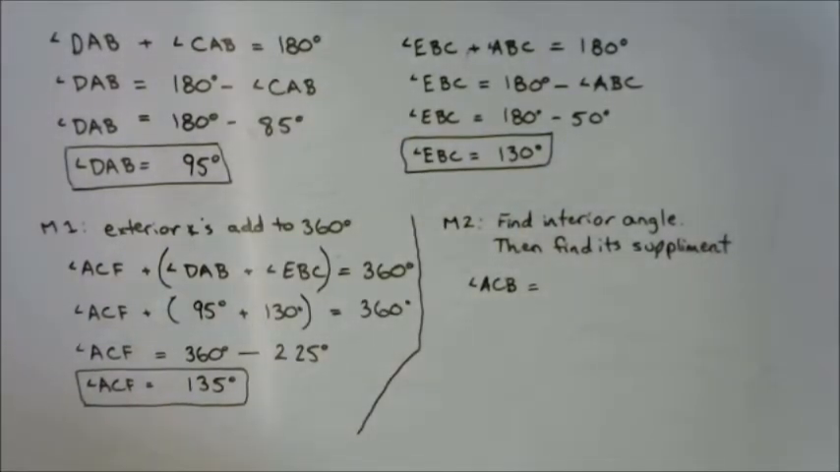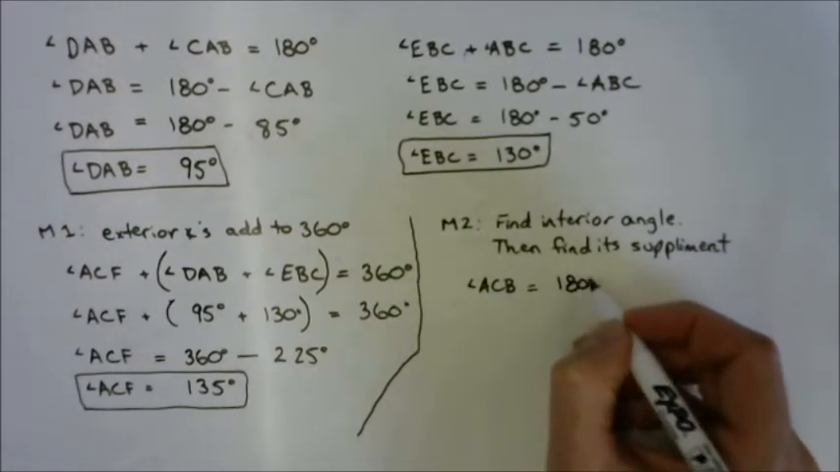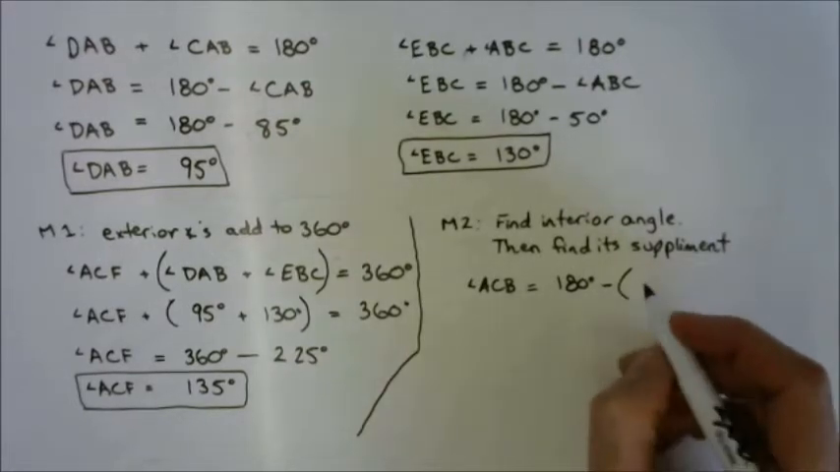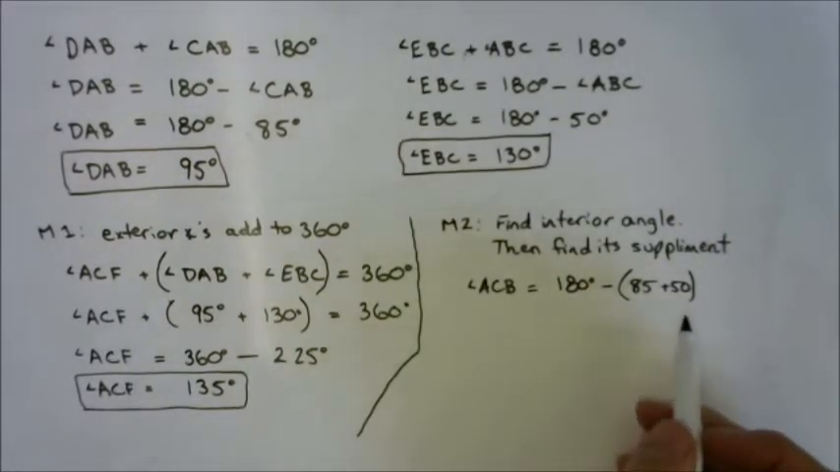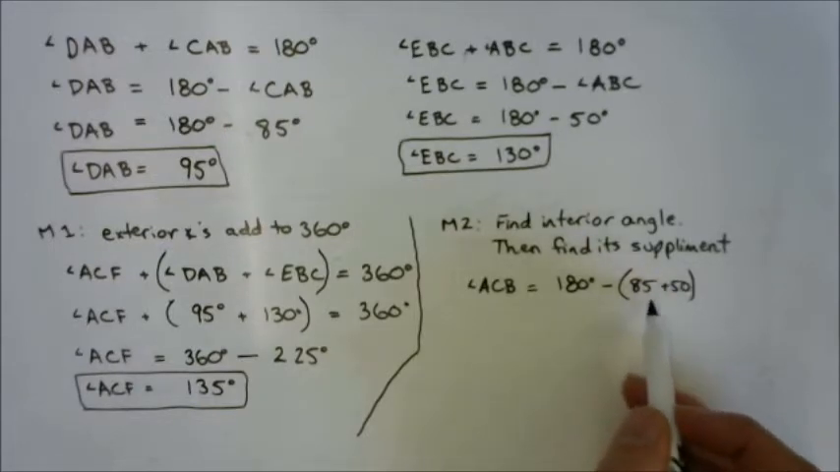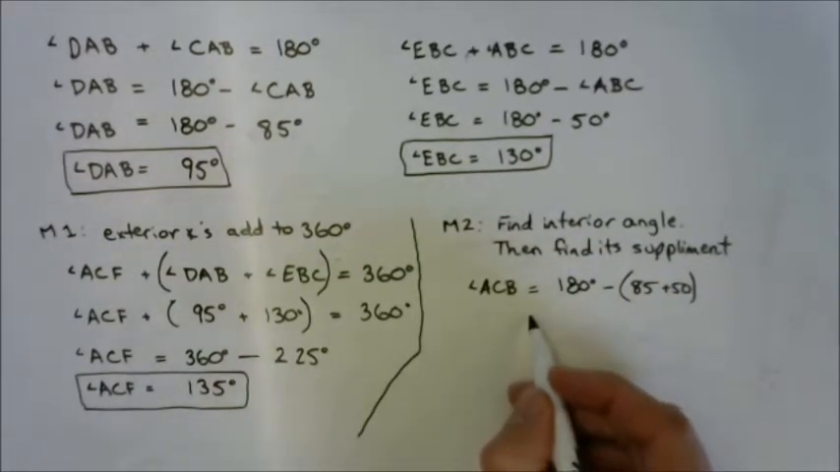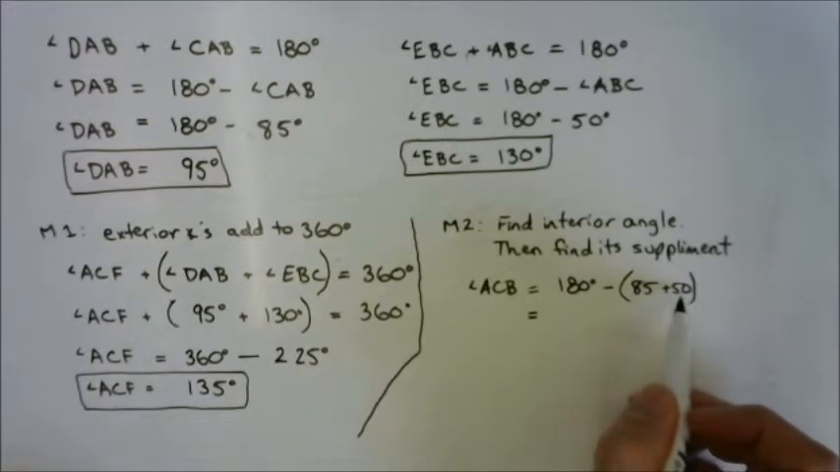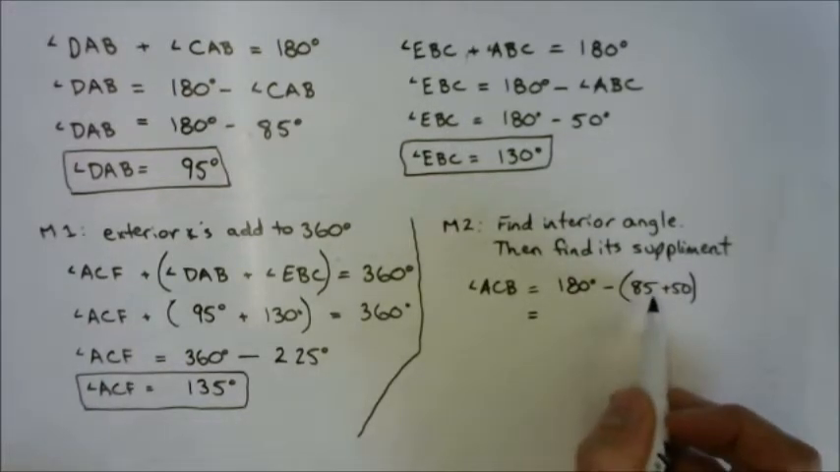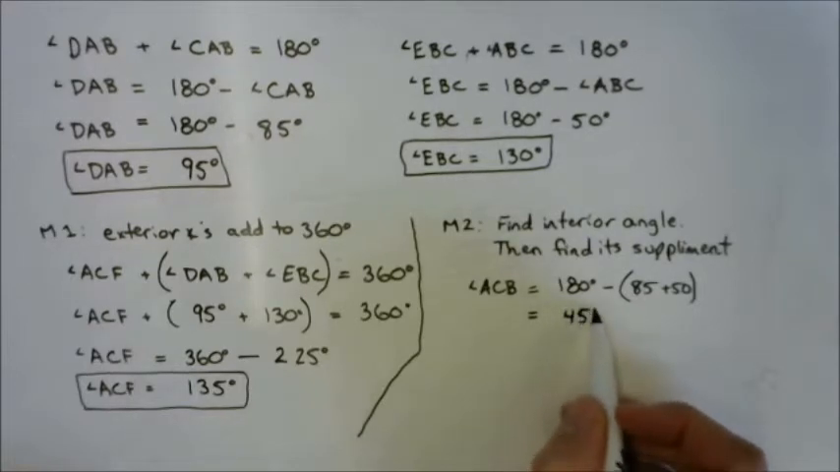what's the sum of the interior angles in a triangle? 180. 180, okay. 180 degrees minus 85 plus 50. Okay, this is my other two angles inside the triangle. I'm going to add them together and then subtract that from 180. Okay, that is going to give me our last interior angle, so 85 plus 50 is 135. 180 minus that is 45 degrees. So this is our last interior angle.